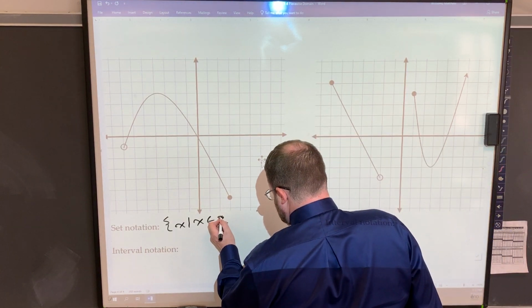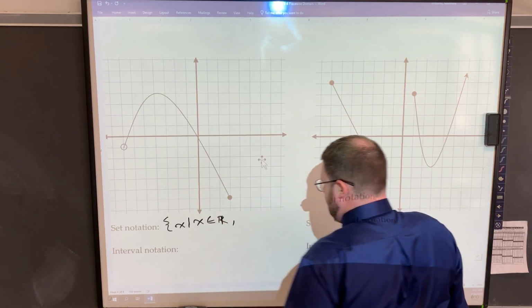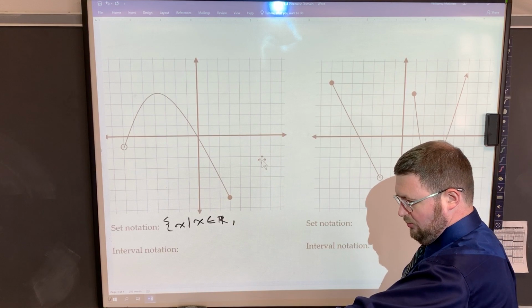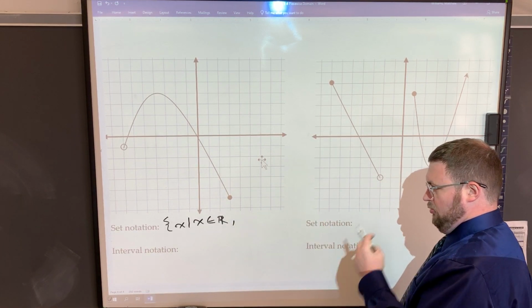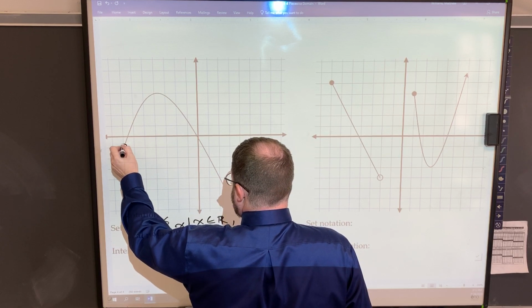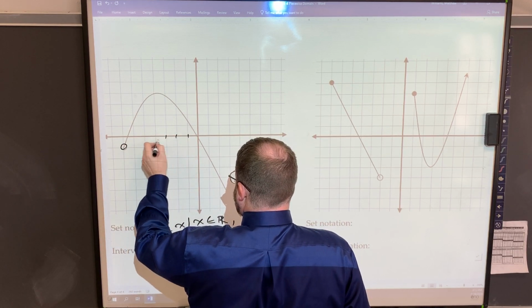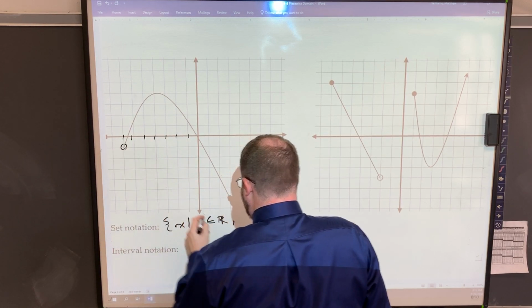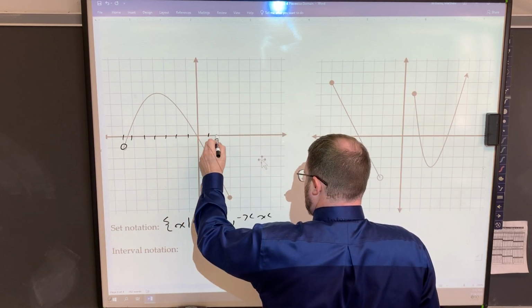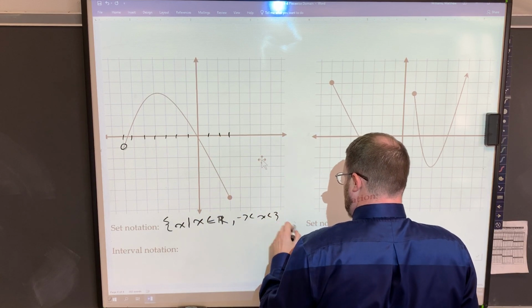X such that X is an element of the reals. Domain is X values, so we're going to see how far left we go for our X values and then how far right we go for our X values. All the way to the left, we're right here, that's -1, 2, 3, 4, 5, 6, 7. So -7, less than X, less than 1, 2, 3 is how far right we go.